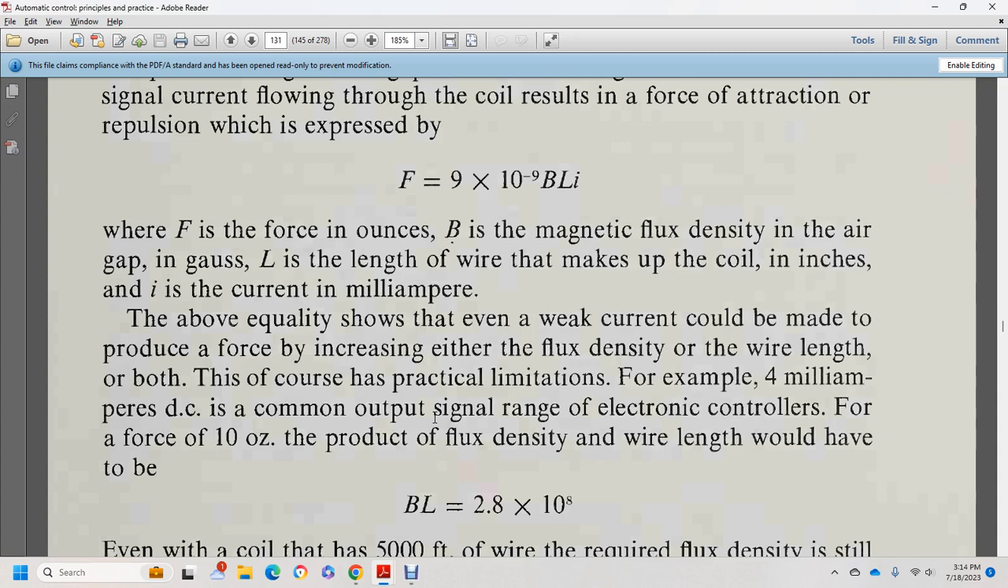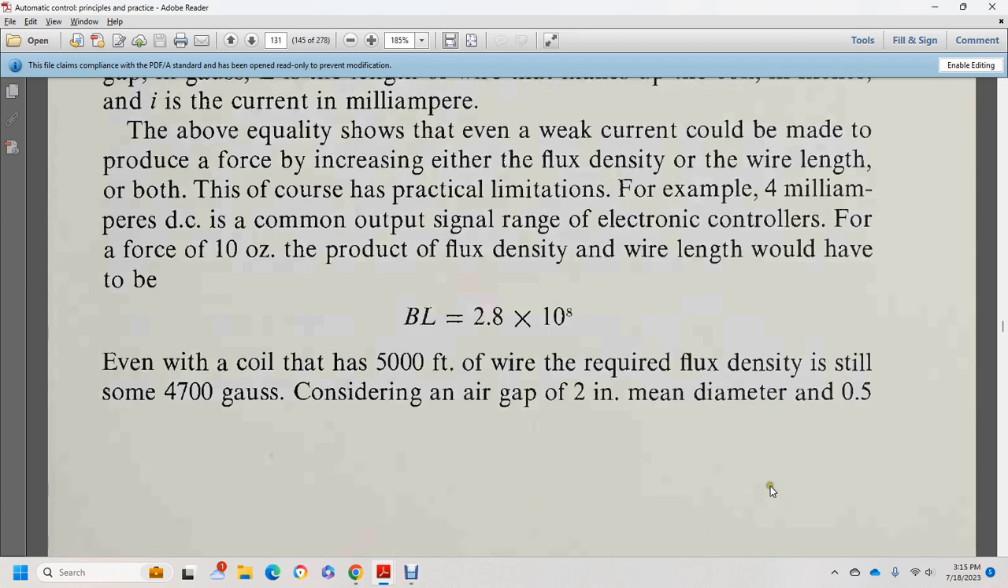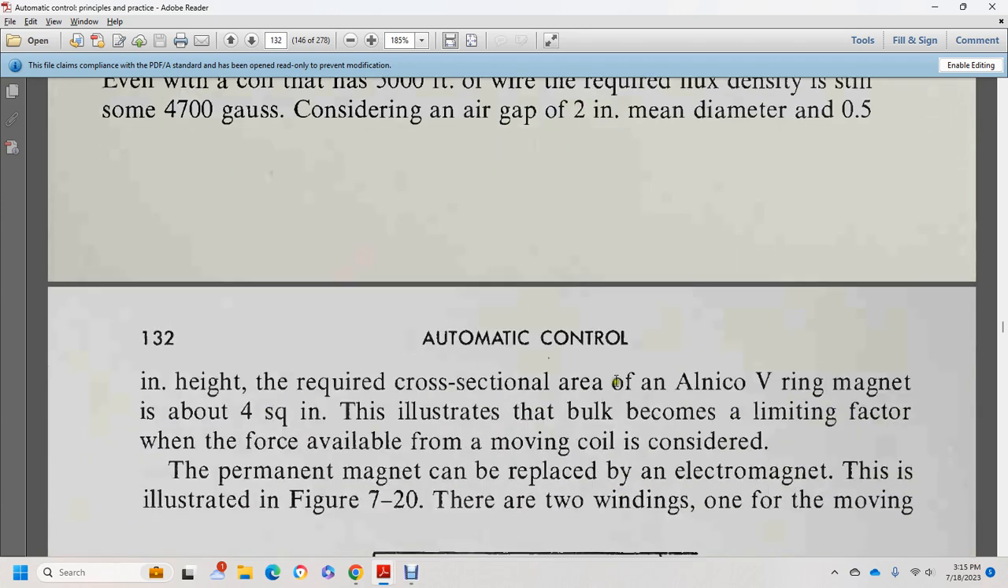For example, 4 milliamperes DC, a common output signal range of an electronic control, with a force of 10 ounces: the product of flux density in the air gap times the length of the wire making up the coil in inches is equal to 2.8 times 10 to the 8th. Even if the coil has 5,000 feet of wire, the required flux density is still 47 kilogauss, considerable. An air gap of 2 inches mean diameter and a half inch in height requires a cross-sectional area of the Alnico V ring magnet of about 4 square inches. The bulk becomes the limiting factor when the force available to move the coil is considered.